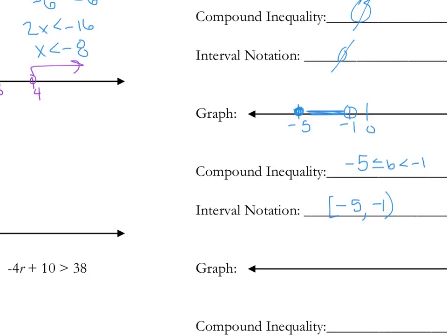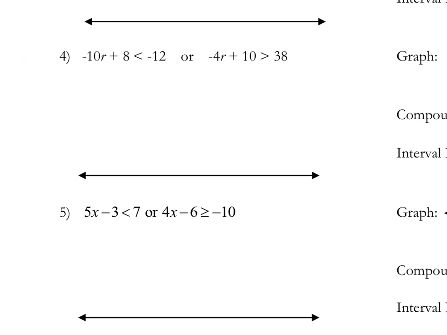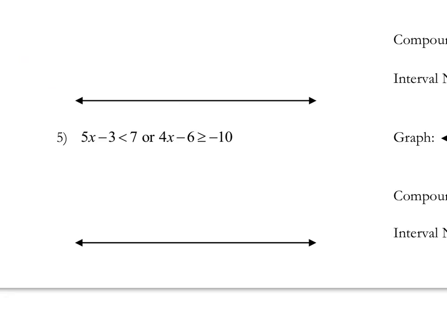All right, we're going to skip over 4. That's just a basic "or" compound inequality. And we're going to go down to number 5. Add 3 and we get 5x is less than 10. Divide by 5, x is less than 2. Then we get 4x is greater than or equal to -4, and we have x is greater than or equal to -1.